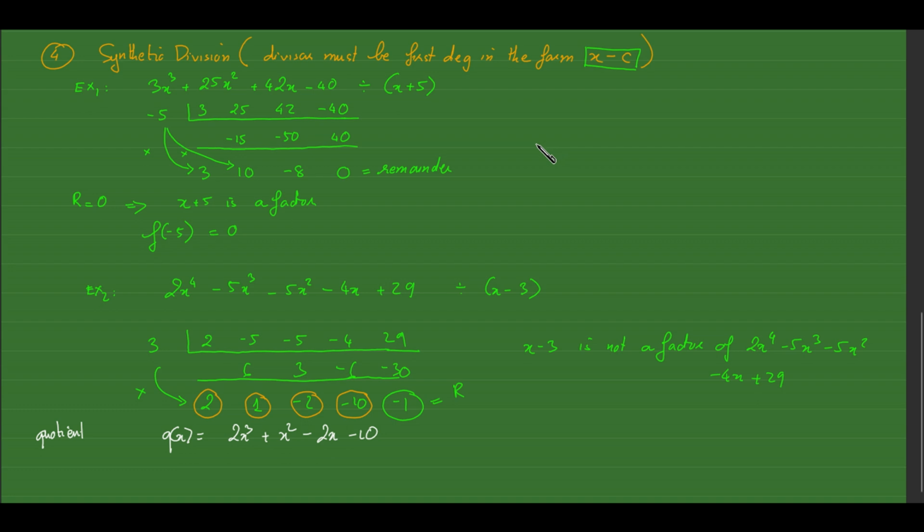Then what is the quotient over here? The quotient polynomial over here, this is the 3rd degree and we divide by the 1st degree, so you have the 2nd degree. So the quotient polynomial here will be 3x squared plus 10x minus 8.